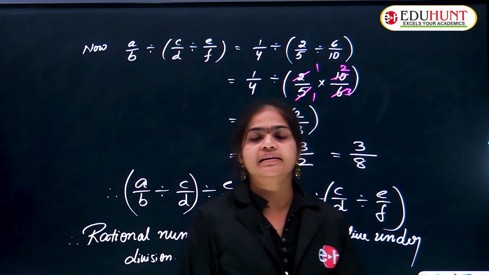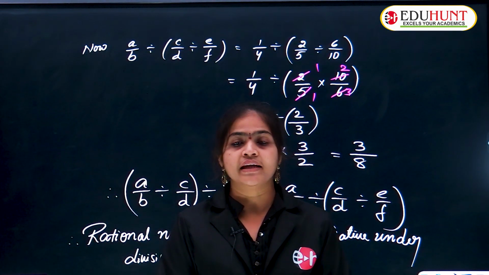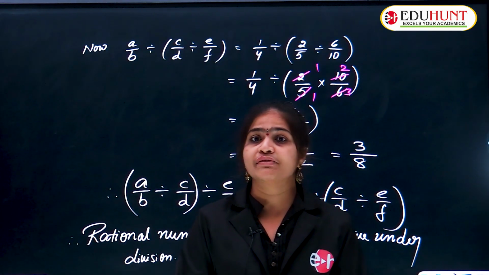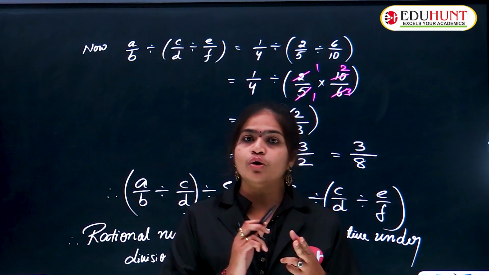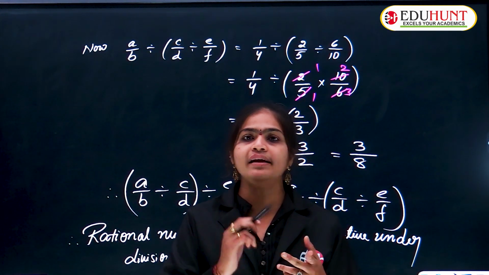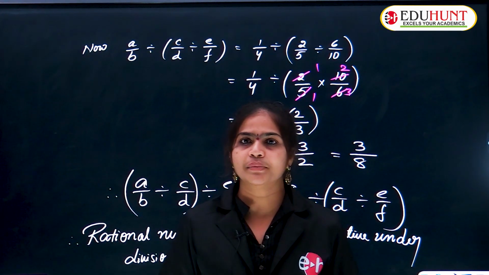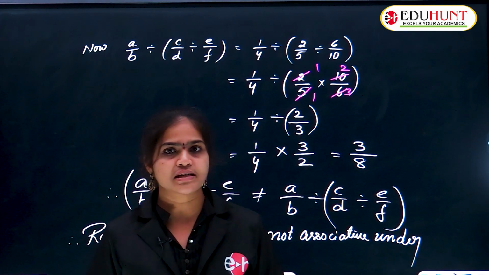Understood ma? That's it. This is about the associative property. So the associative property holds for which fundamental operations? Addition and multiplication only, and it does not hold for subtraction and division. Am I clear, ma? Yes, this is about the associative property.